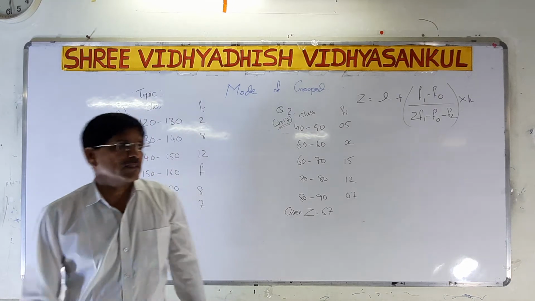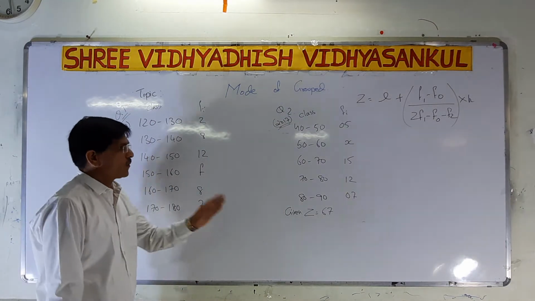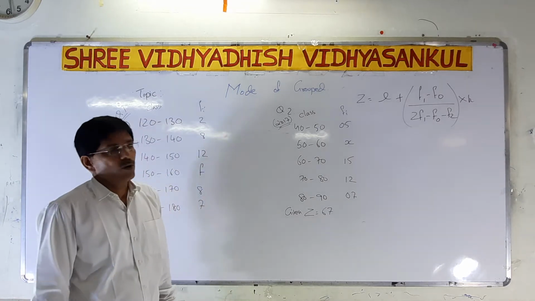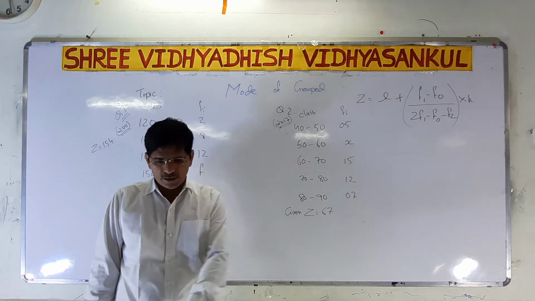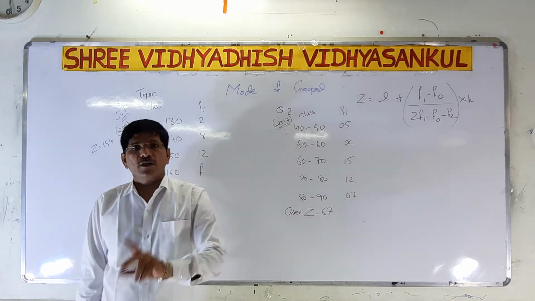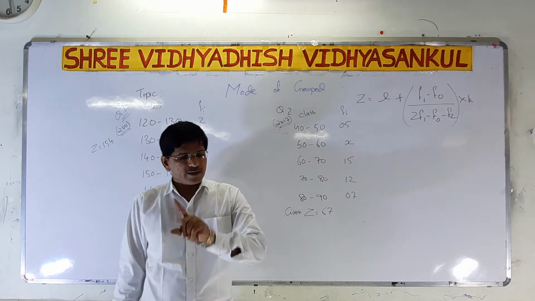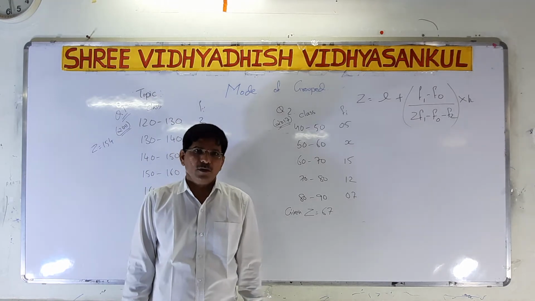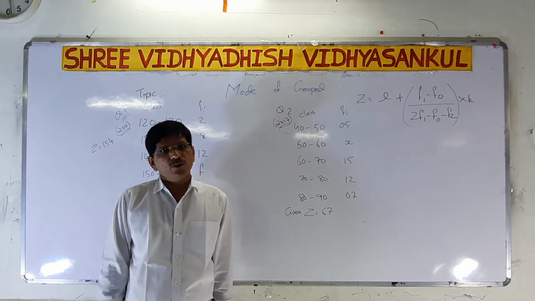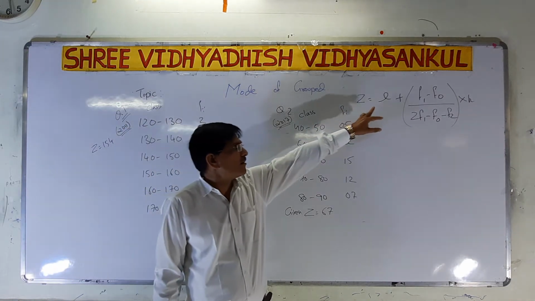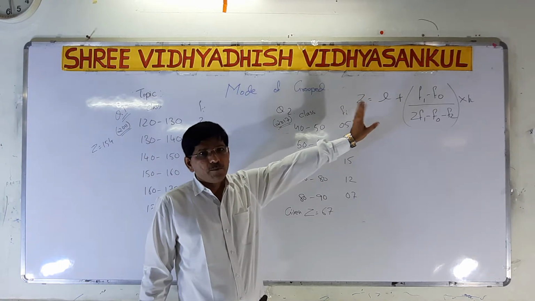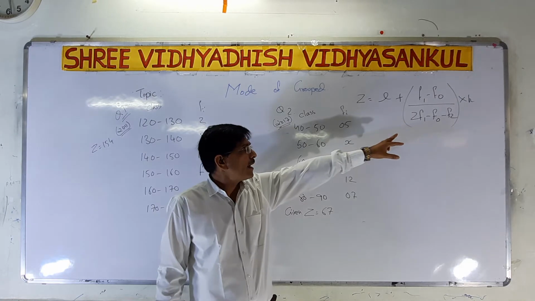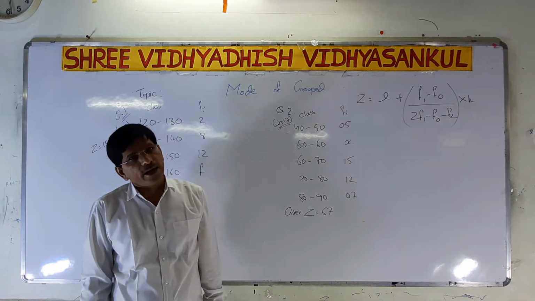So today we want to discuss how to find an unknown frequency that is given in the question. We have already found the unknown frequency in the mean. In the same way, we have to find the unknown frequency in the mode also. So again we use the same formula, Z is equal to L plus, but we must know what L, F1, F0, F2 and the height are.